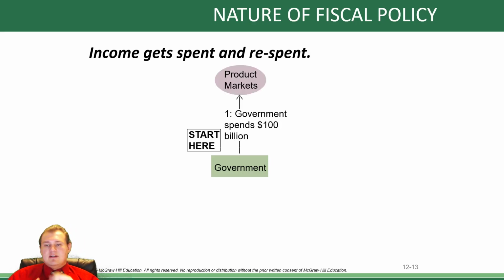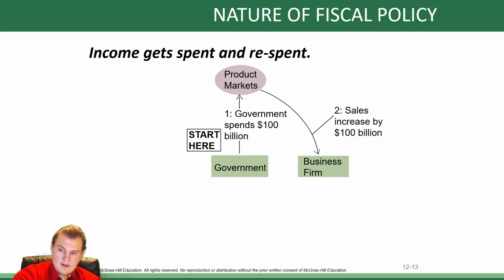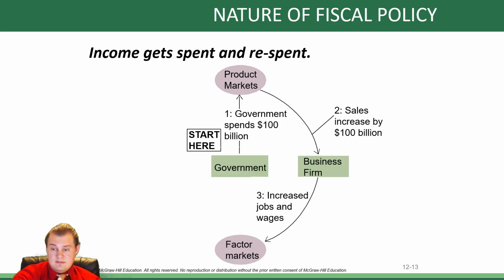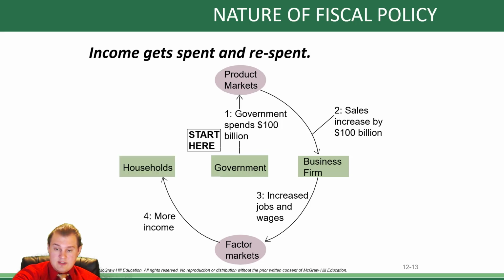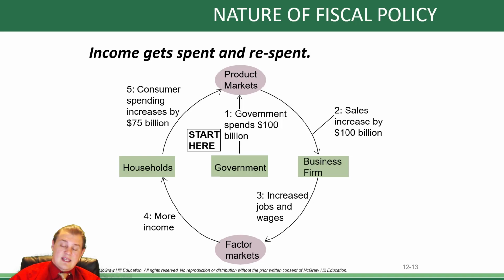Okay, so the government spends $100 billion. How's that going to affect the economy if the government spends $100 billion on something? Well, they buy something, so they get products from the market. The sales for the businesses increased by $100 billion. Jobs and wages is where the $100 billion is going to make its way into households. Let's say out of that $100 billion, $75 billion led to more consumer spending because people are going to get wages from that.